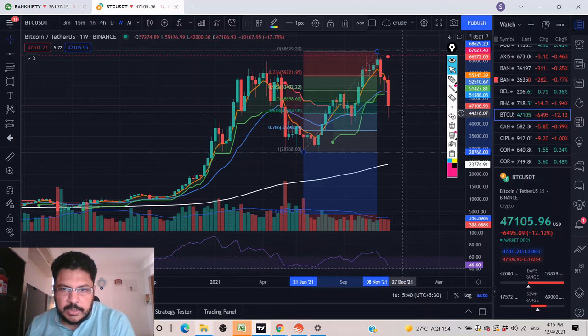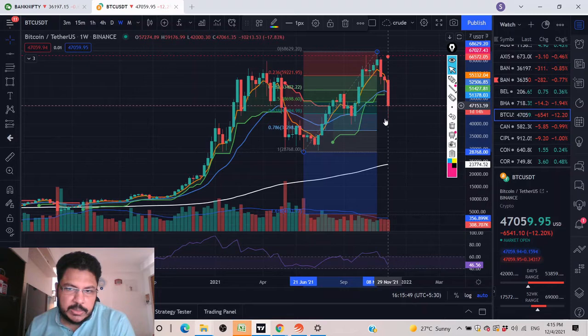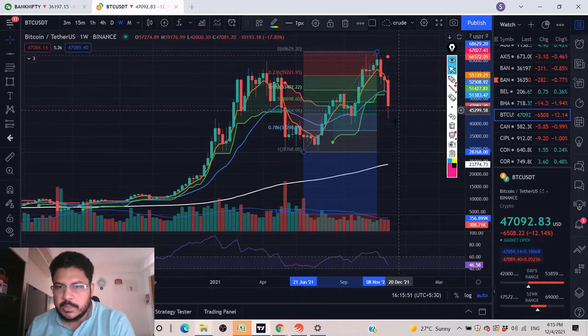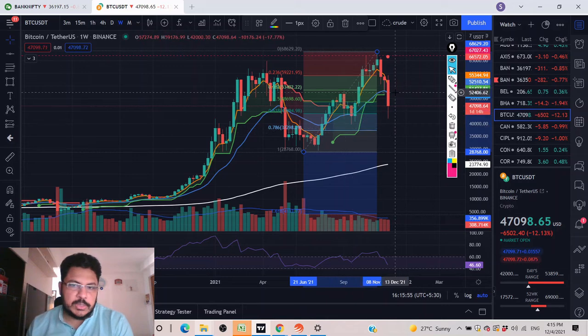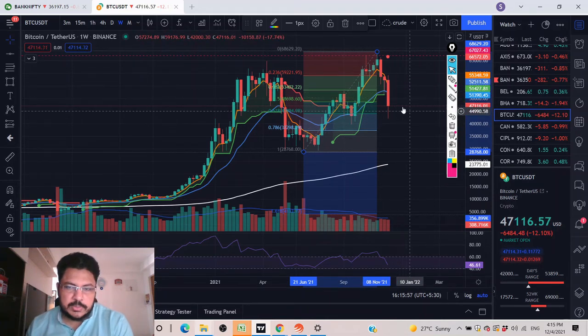So we are still at the 61.8 level. This is a very crucial level, and if this breaks and the candle closes below it, then we can expect it to come down to 23,000 also. There is a lot of speculation going around Bitcoin. Let's see how it goes.